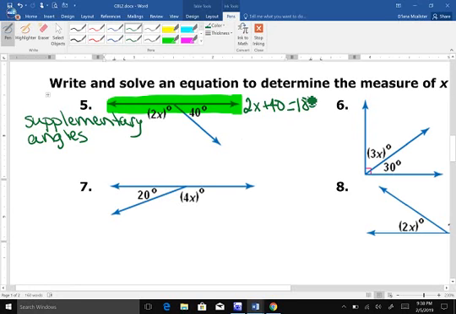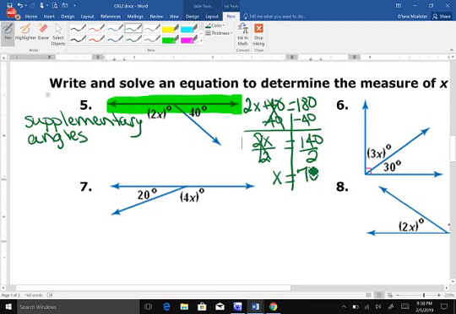We will solve this equation to find the value of x just as we did in Chapter 7. The first step is to subtract 40 from both sides. Remember, you have to do the inverse operation. We then have 2x equals 140. The inverse of multiplying 2 times x is dividing by 2. Therefore, x equals 70.